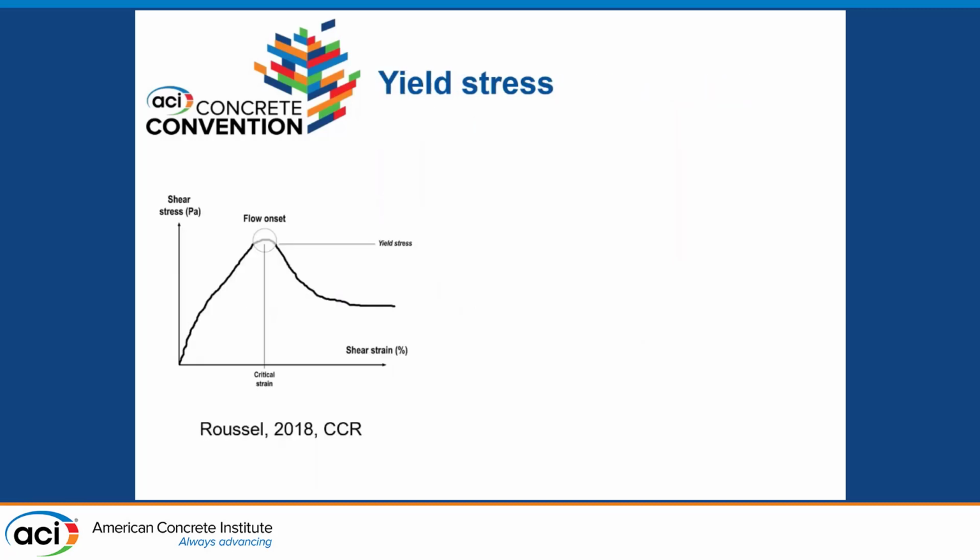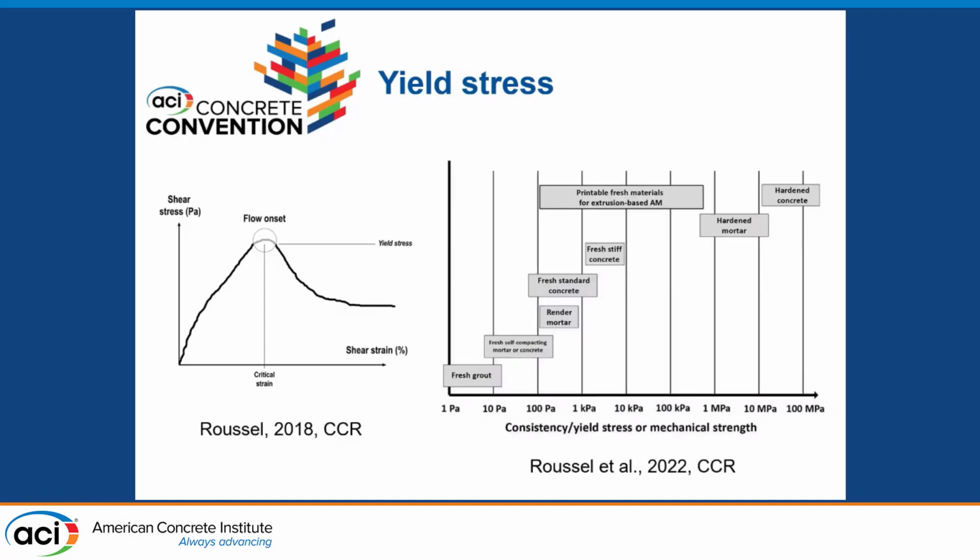So just to recall, the yield stress is really the stress that will onset the flow. It's the stress that will enable the mixture to start flowing. And then to put it in relation with other types of stress or mechanical strength, you can see that printable fresh mortar, if you take a normal standard fresh concrete, your printable material can be even stiffer, okay?